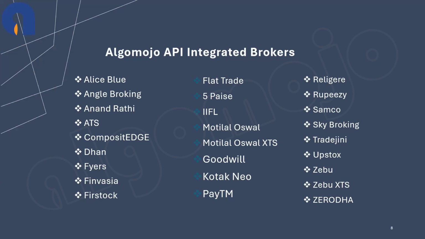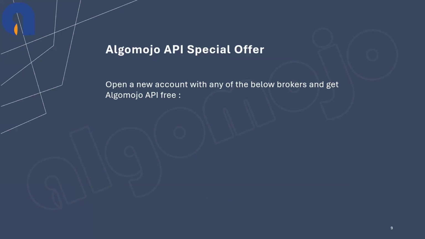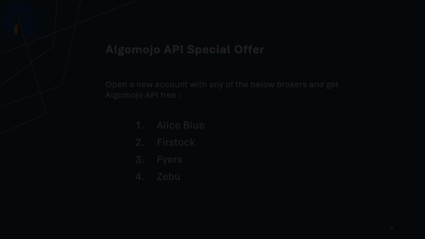If you already have an account with any of these brokers, we will not be able to extend the free APIs. However, you can open a new account and suppose you have it in Zebu, you can open a new account in Alice Blue or First Stock or Fyers. All the brokers are equally good in terms of their platforms and their features and the ability to process your orders and place your orders. So you can try opening a new account with these brokers and avail the facility that we are providing.